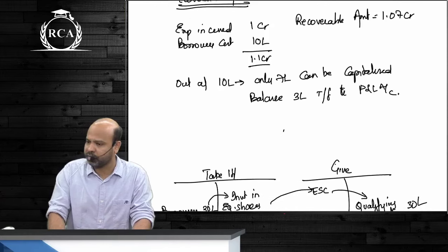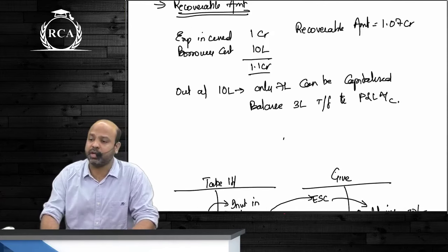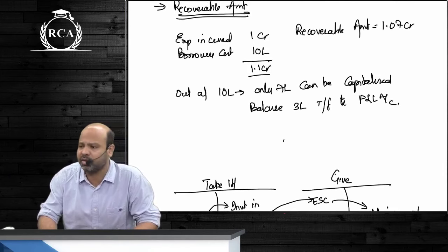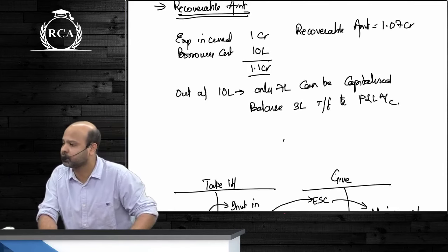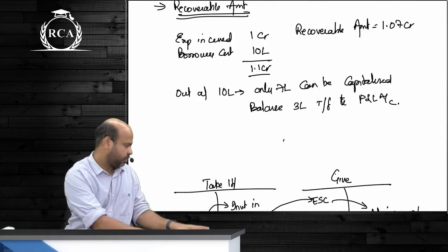Are we clear, guys? In the end, for the disclosure requirement, you just have to disclose the amount of interest that was capitalized during the year and the accounting policy for borrowing cost. Any doubt in this, guys? Sure. All right.